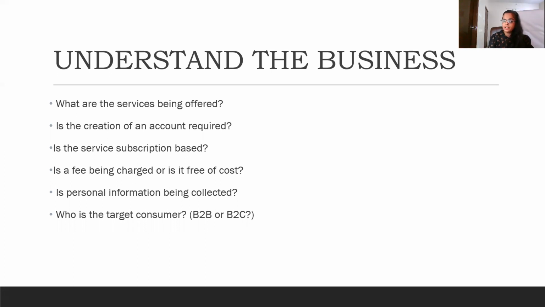Now, who is the target consumer? So again, whether the end user would be the public at large or whether the end user would be another business is also something which needs to be taken into account. So if it's another business, then in that case, the terms and conditions would be slightly different. If it's an end user, then again, the terms and conditions may be different. So you need to figure out these operational things before you sit down and draft terms and conditions for a website.